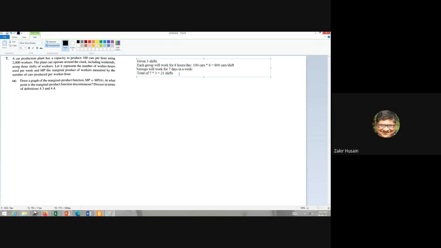Let H be the number of worker hours. So why did you consider 8 hours here? A car production plant can operate round the clock, right? Using 3 shifts of workers. So that means it operates 24 hours using 3 shifts. So 8, 16, 24. Each of them works for 8 hours.